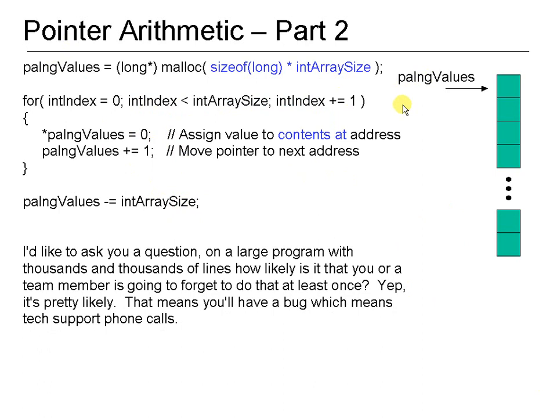Now, I'd like to ask you a question. On a large program with thousands and thousands of lines of code, how likely is it that you or a team member is going to forget to back that pointer up at least once? Yep, it's pretty likely. That means you'll have bugs, which means you're going to have technical support phone calls. And let me tell you, pointer bugs are some of the hardest to track down and fix.